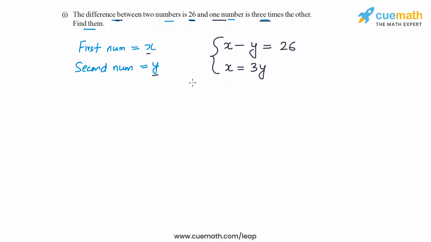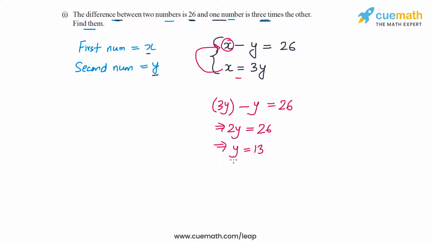Now we have a pair of linear equations in x and y, and all we need to do is solve this pair using substitution and find the values of x and y. So from the second equation, I have x equal to 3y. Let me substitute this into the first equation, x minus y equal to 26. Instead of x, I write 3y. So 3y minus y is equal to 26, which means that 2y is equal to 26, or y is equal to 13. Then from the second equation, x is equal to 3y, which means x is equal to 3 times 13, or 39.